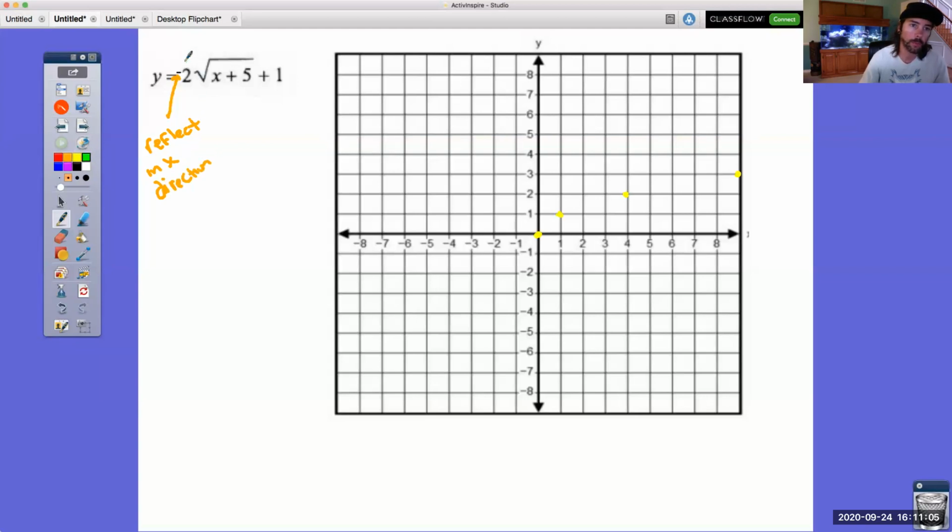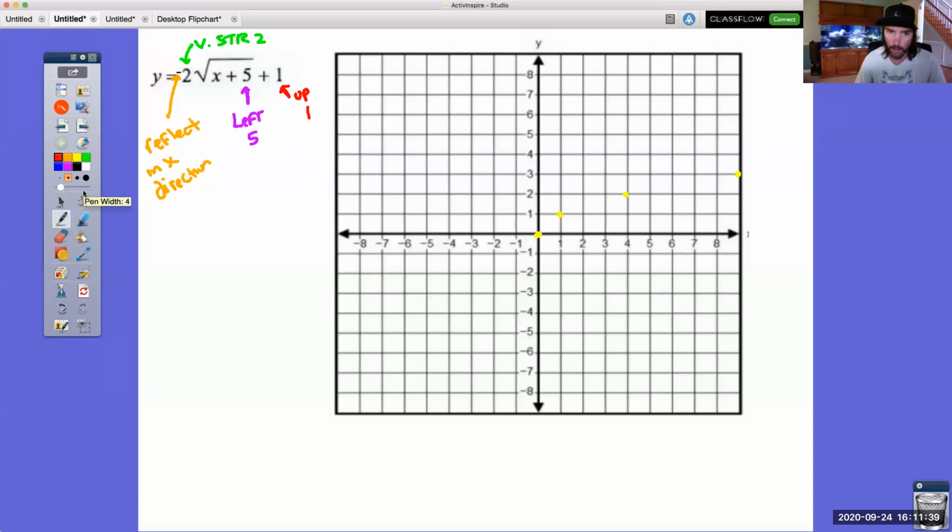I got the 2. 2 is bigger than 1. That's a stretch then. This is going to be a vertical stretch. I'm going to stretch it, but I'm going to flip it. I'm going to do the flip before the stretch, by the way. I think it's easier to do the flip first. I got a +5. That's going to be left 5. I got a +1. That's going to be an up 1.